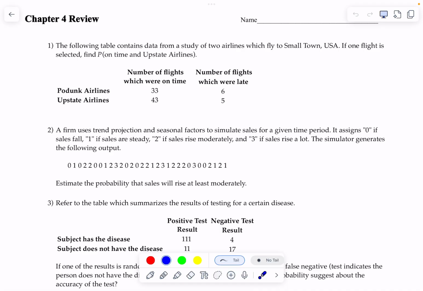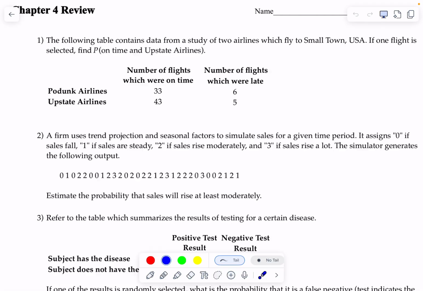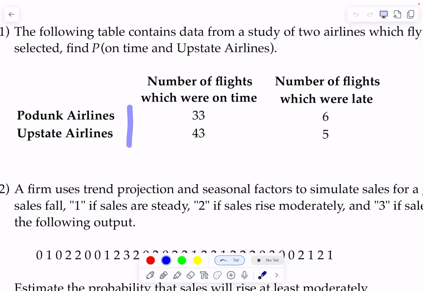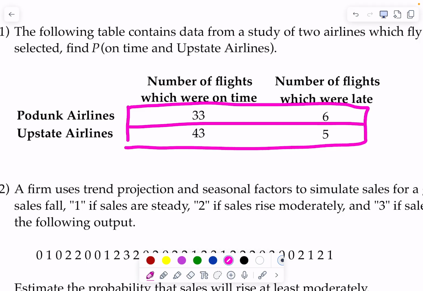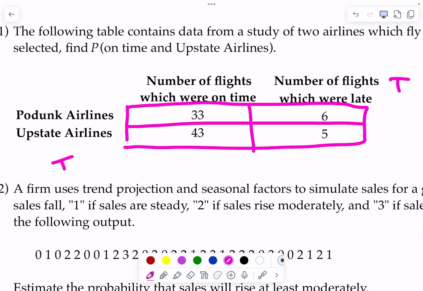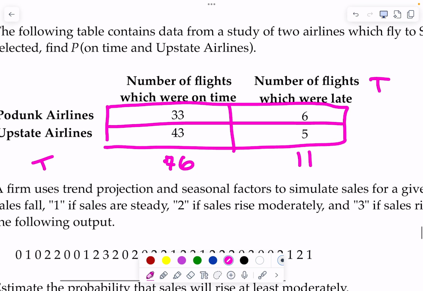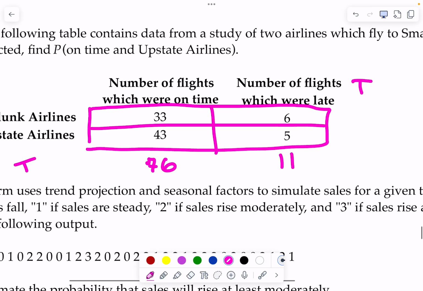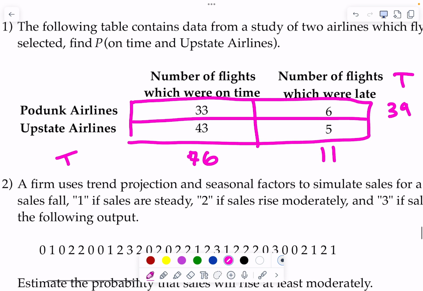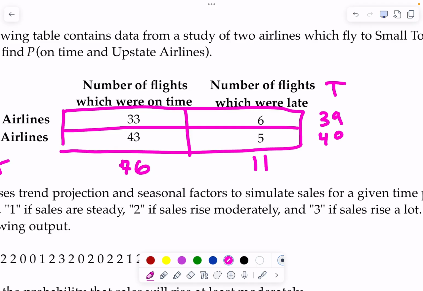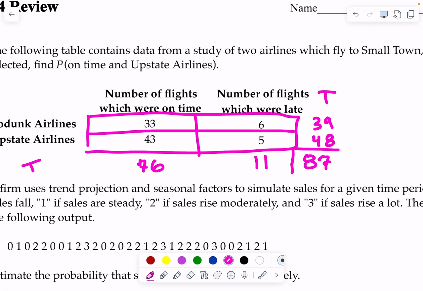All right, chapter 4, number 1. The following data is a two-way frequency table. It's not set up in table format, but I'm going to put the table in here. Then let's do the total rows. Number of flights which were on time: we had 76. We had 11 flights that were late. Of those flights, there were 39 that went out of Podunk Airlines, and 48 that went out of Upstate Airlines, to make a total of 87. There's my table that I have going on here.